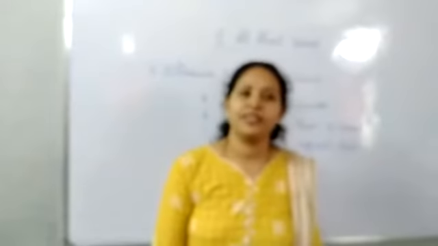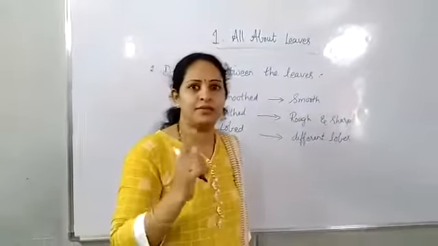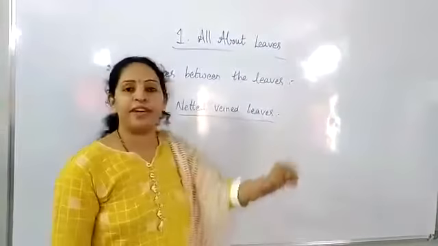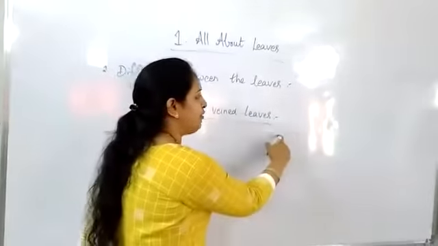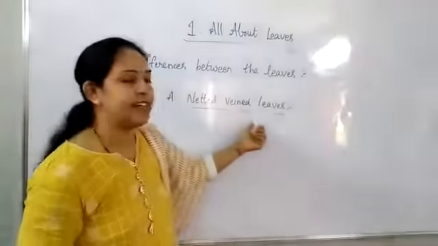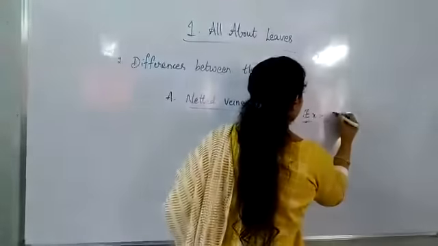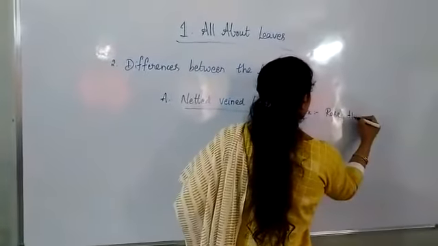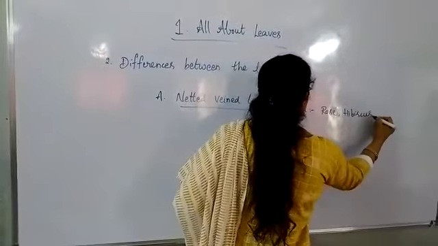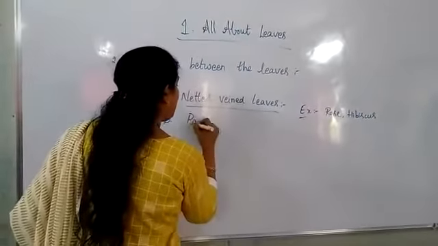Now I am going to discuss the leaf venation. In this type of leaf venation, the leaves have veins that spread in all directions. So this is called netted vein leaves. Example, rose and hibiscus. And the second type, parallel vein leaves.